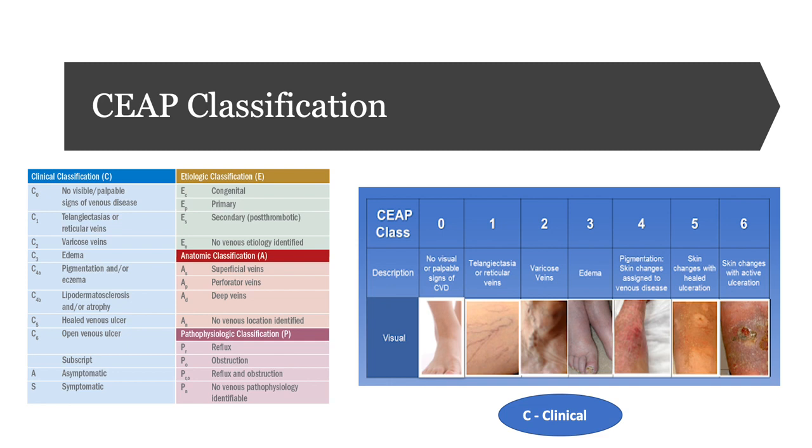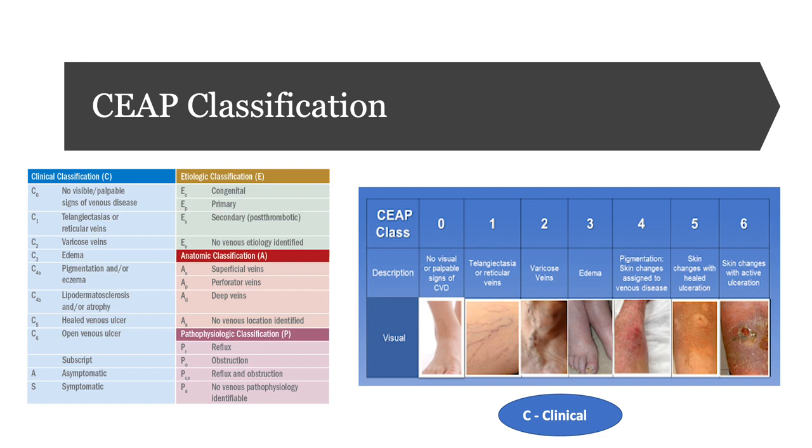We have grade 0 to grade 6. Grade 1, only telangiectasia or reticular veins. Grade 2, varicose veins. Grade 3, edema. Grade 4 is pigmentation. Grade 5, healed ulcer. Grade 6, active non-healing ulcer. Of course, grade 0, no visible or palpable signs of venous disorders.